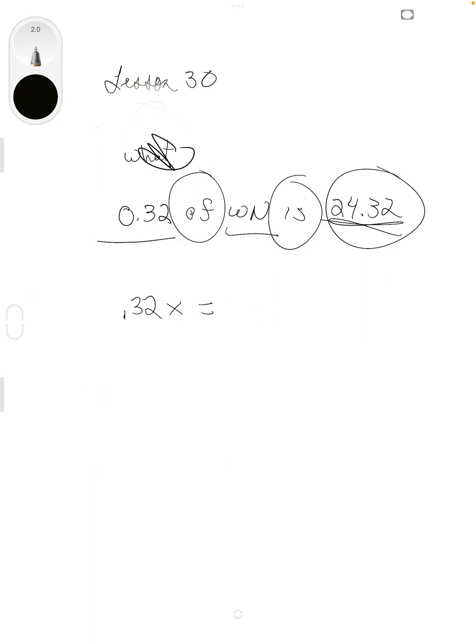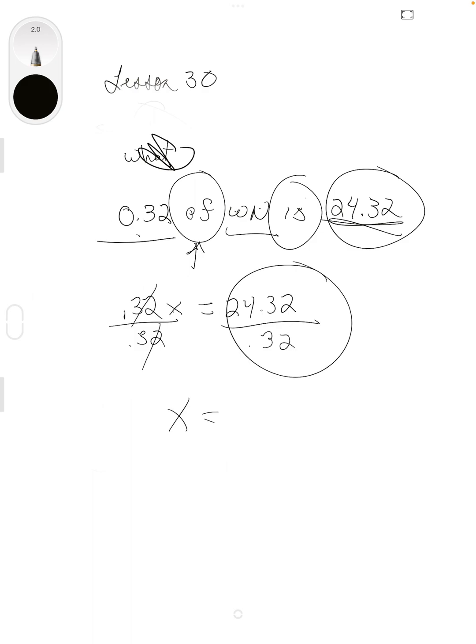Is means equal. Of means times what number. I'm just going to use the letter x, not "what number." I don't like leaving it as 2 variables because you think you're multiplying 2 things. So this of this is this, 24.32. Well, we just do this like we've always done it. Divide both sides by 0.32. These will be 1, and I get x equals whatever that is. Use your calculator, and you get a nifty number. It turns out it would be 76.